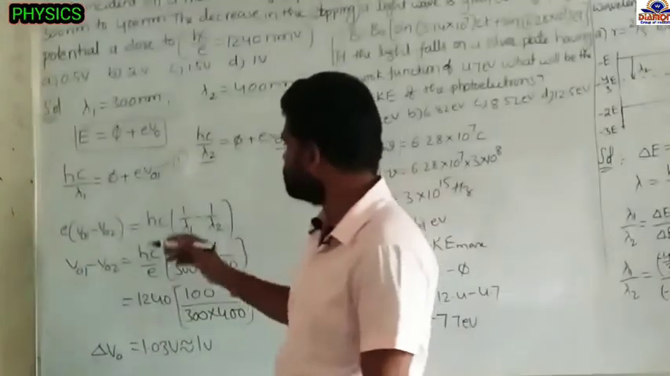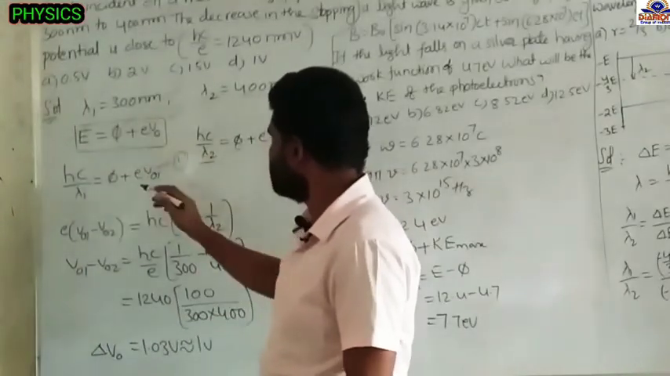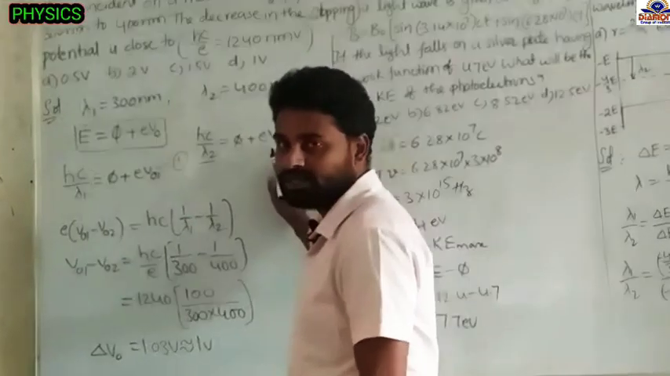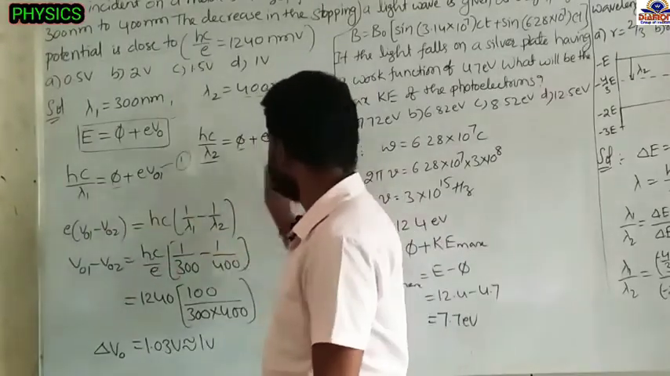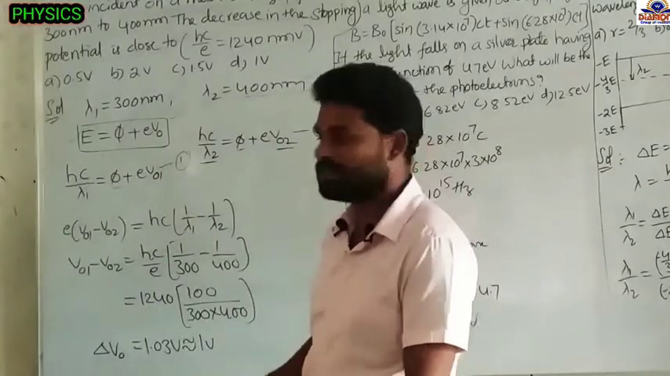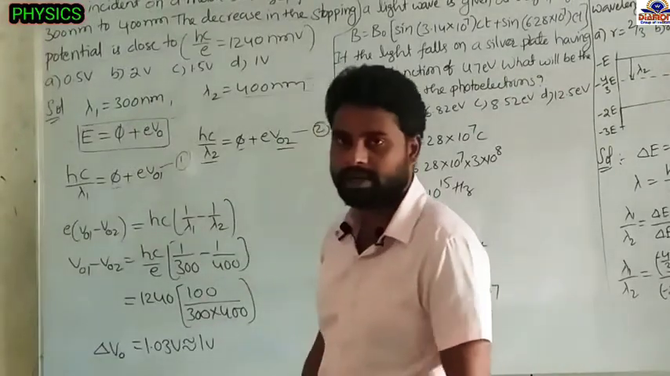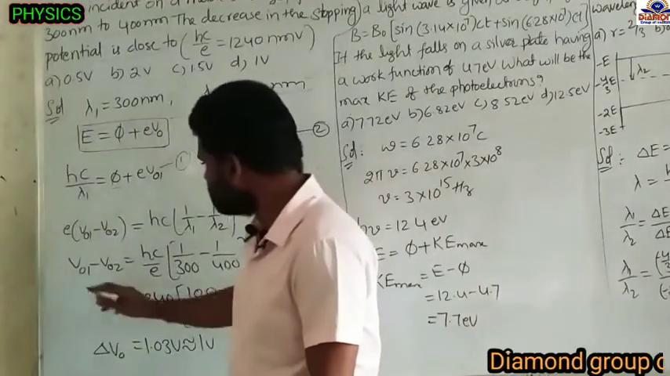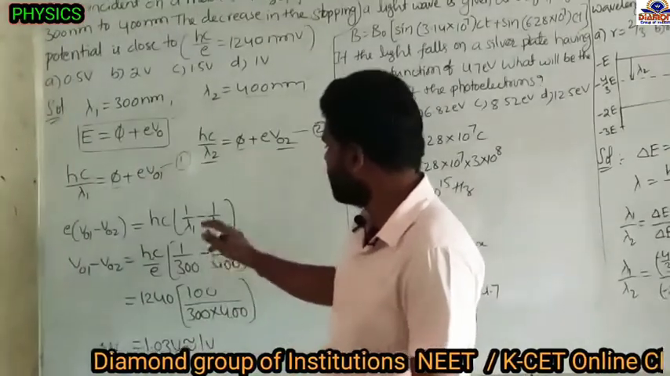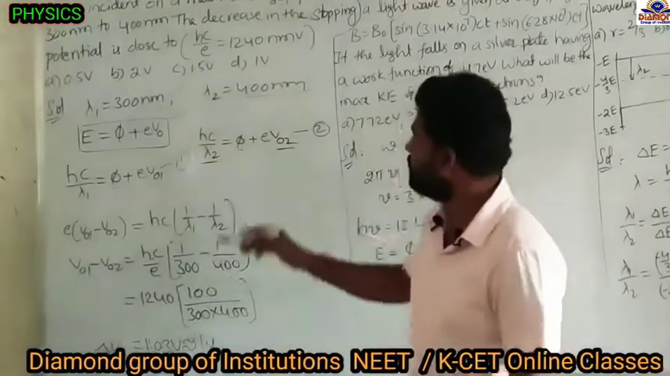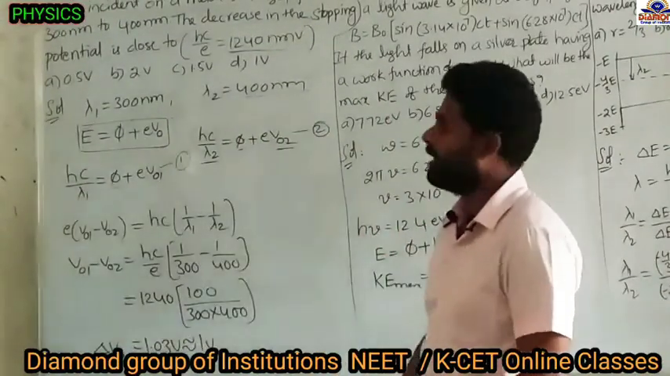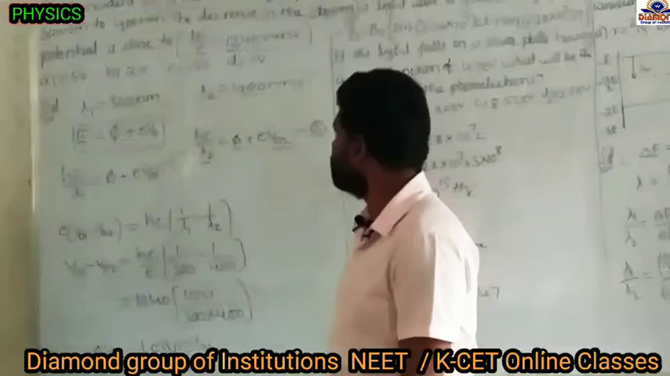If we do the 1 minus 2, work function will be cancelled. We will get eV01 minus eV02, e is common, e into V01 minus V02 equal to hc by lambda 1 minus hc by lambda 2. hc is common, 1 by lambda 1 minus 1 by lambda 2. So now set this e to this side, V01 minus V02 equal to hc by e into 1 by lambda 1 minus 1 by lambda 2. hc by e value they given 1240 nanometer volt. Okay, 1240 nanometer volt.